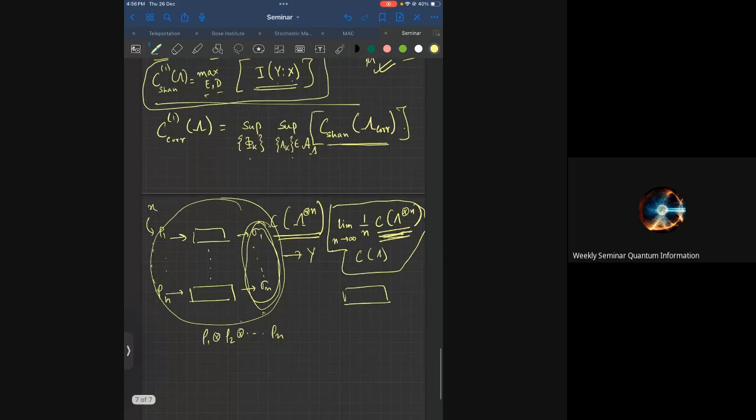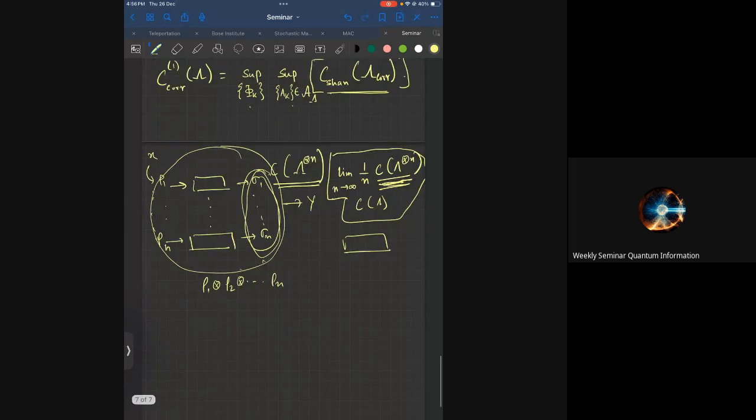So I want to make a comment on this point. The point is that for this quantum channel, regarding the classical capacity, different scenarios come up.